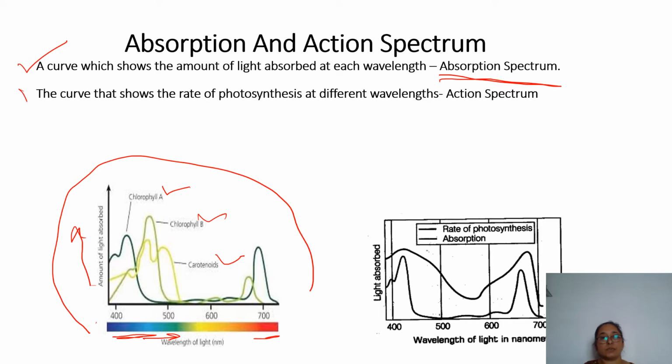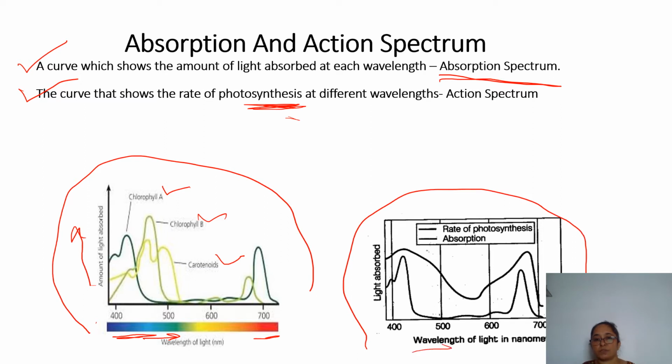The next one is the curve that shows the rate of photosynthesis at different wavelengths, called action spectrum. Now in this graph, here is the wavelength, here light absorbed, this line shows the rate of photosynthesis, and this one is the absorption. Now here you can see there is quite a lot of photosynthetic activity going on in the region where the absorption is less. This absorption is less, but the photosynthetic activity is going on.